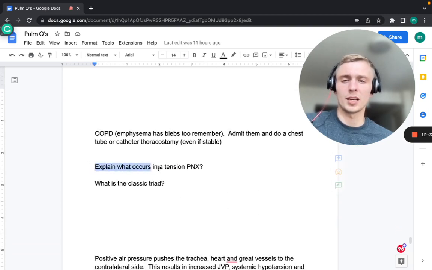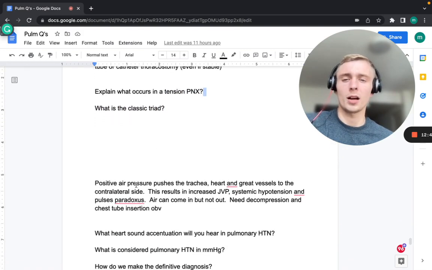Next one, explain what occurs in a tension pneumothorax. So what actually is going on in a tension pneumothorax? It's important to know. And what is the classic triad seen in a tension pneumothorax? Tension pneumothorax is positive air pressure that pushes the trachea, heart, and great vessels to the contralateral side, to the opposite side. The classic triad is going to be an increase in JVP, jugular venous pulsations or distension, because it's blocking off that area, pushing those vessels to the side. Systemic hypotension. If we're having an increase in pressure, we're pushing the heart and great vessels to the side. We're not going to be having as much pressure in the heart exerting on the aorta, so it's going to decrease the pressure. And pulsus paradoxus, which is similar to that, leading to that systemic hypotension.